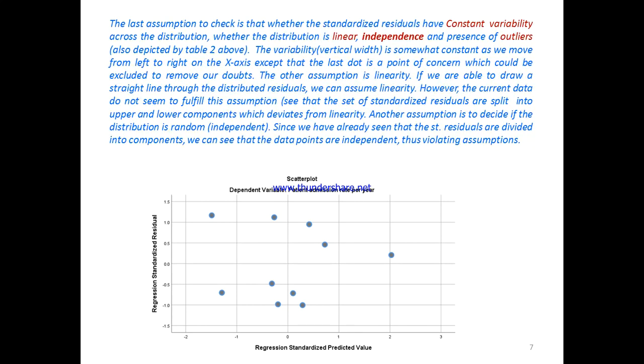Then we also have to check whether the relationship we are assessing is linear, that means it is represented by a straight line. Otherwise, linear regression cannot be applicable when the relationship is not represented by a straight line. To check this, we look at the scatter diagram of standardized residuals.